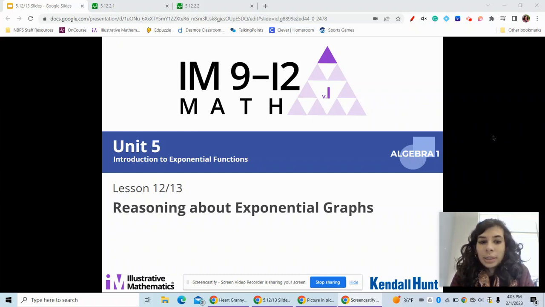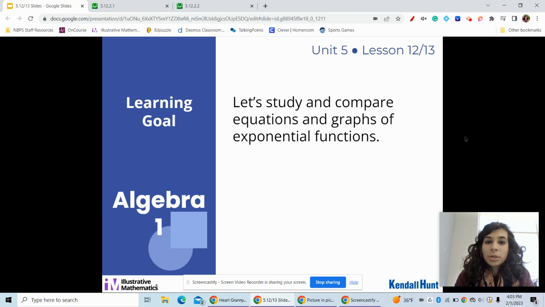Alrighty, welcome to lesson 12 and 13. In lesson 12 and 13, we're going to further talk more about understanding exponential graphs, and we're going to take it a bit further with generalizing our relationship between our initial value and our growth factor. So let's study and compare equations, graphs of exponential functions.